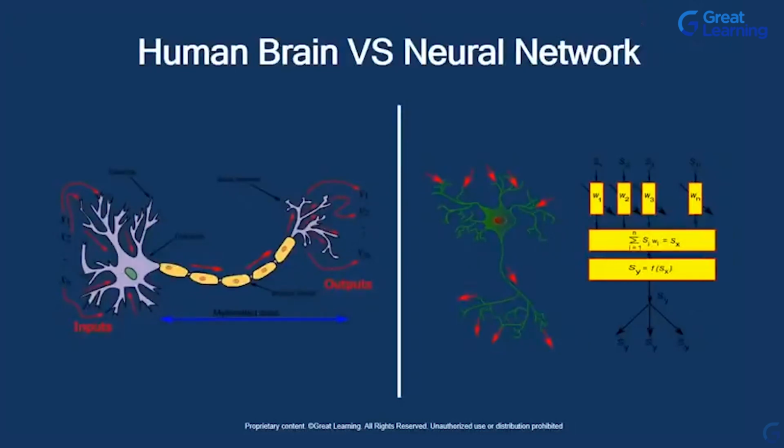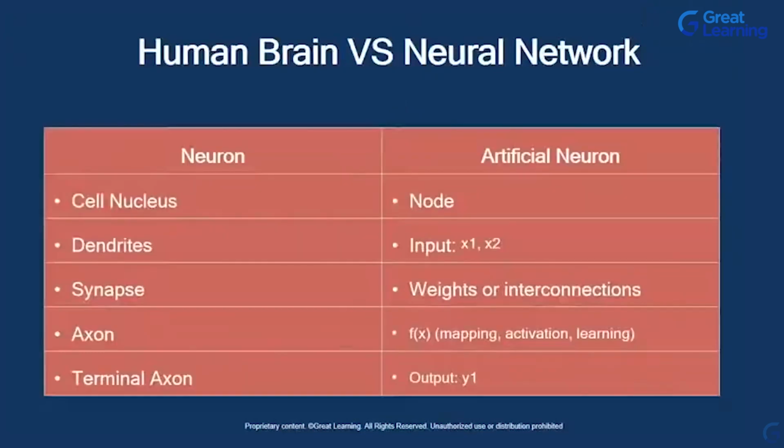So basically scientists want to make an artificial neural network that works as our human brain works, right? It is quite similar, but not fully similar. Now we will have a look at what we have in our human brain, and compare it with the artificial neuron. In the human brain we have a cell nucleus, so in the artificial neural network we have a node.